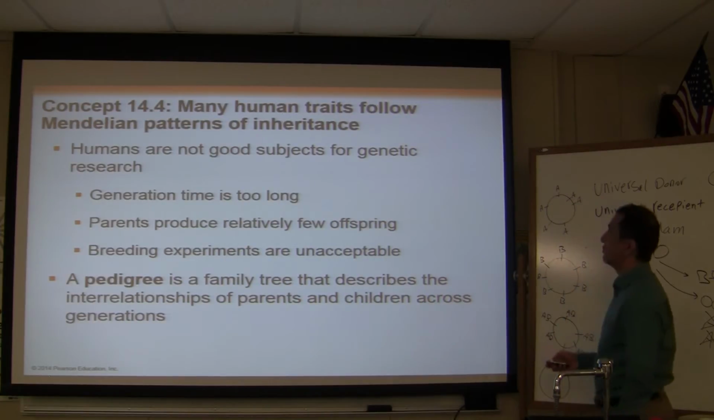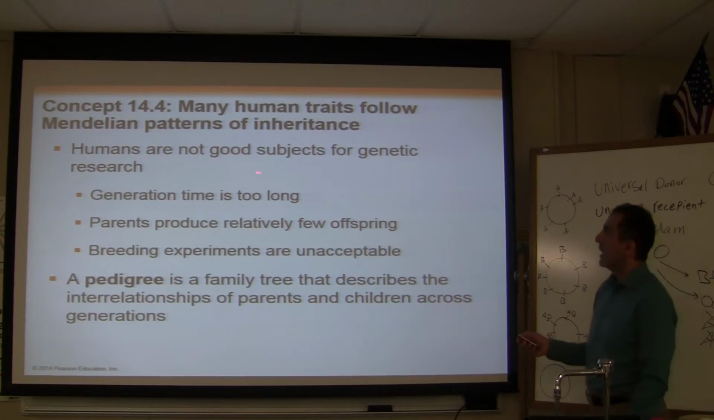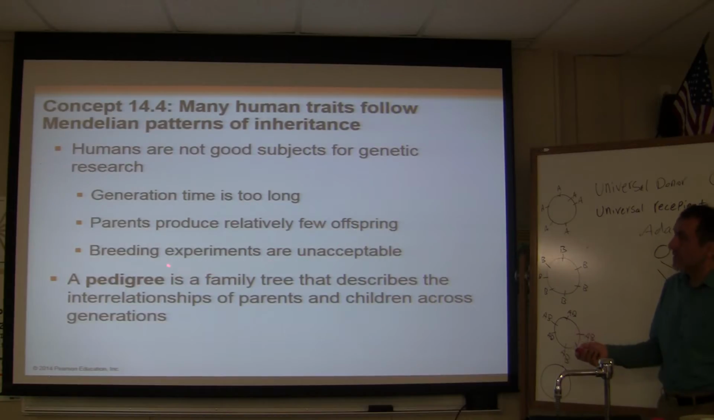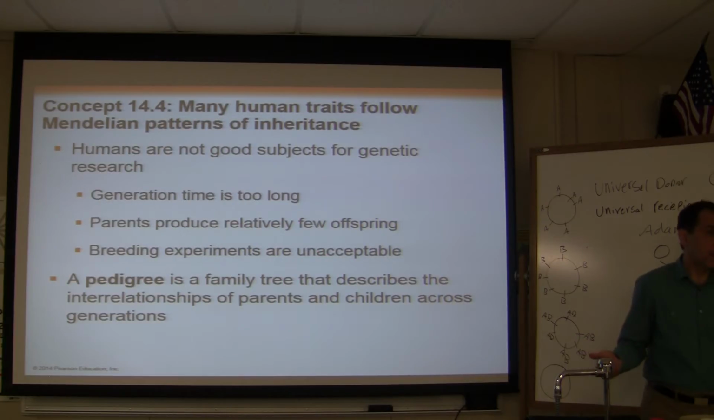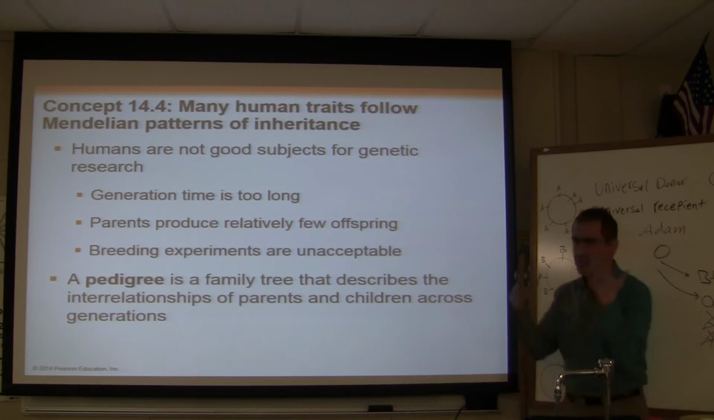Many human traits follow Mendelian patterns of inheritance. Yes, that's true. Humans are not good subjects for genetic research because the generation time is too long, and parents produce relatively few offspring. Breeding experiments are unacceptable. You cannot breed a blonde-headed guy with blue eyes with a brunette person and say, oh, you have to because of research. That cannot be done.